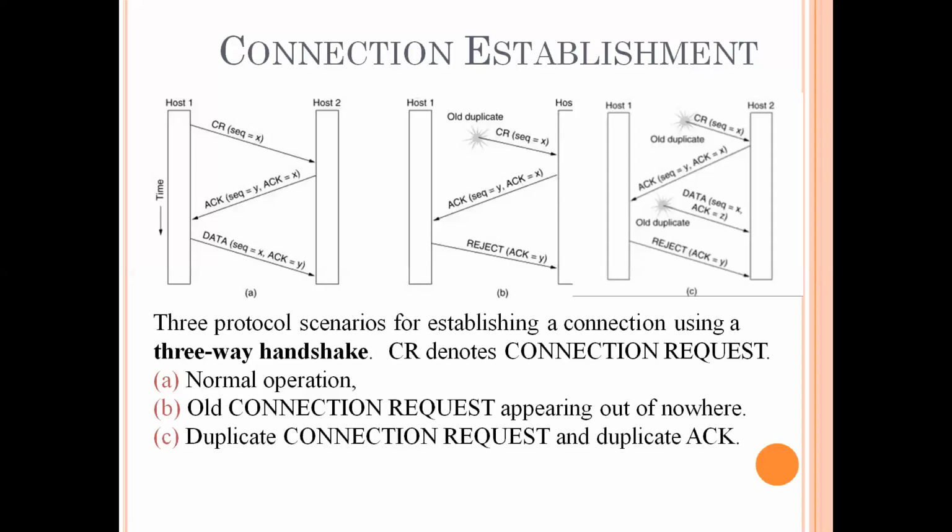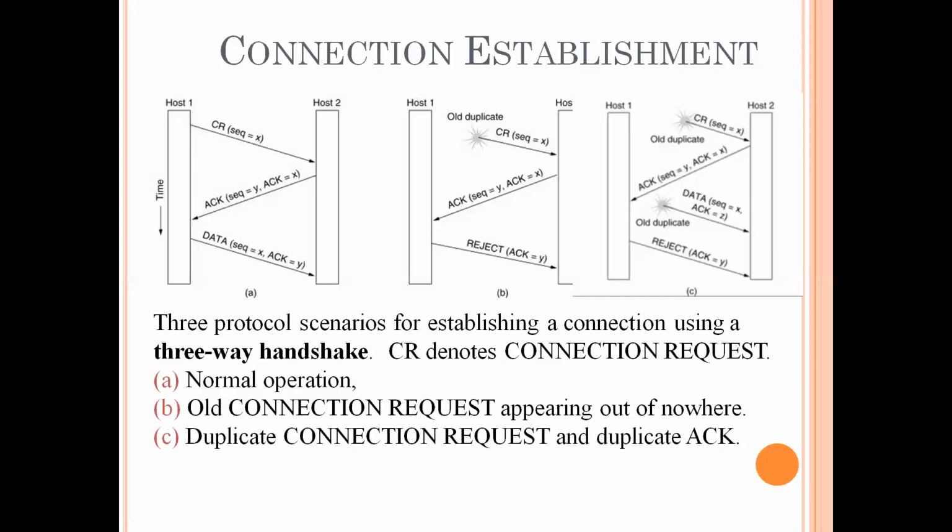The next figure shows an old connection request appearing out of nowhere. Here, host 1 already sent a connection request to host 2, but the old duplicate connection request is received by host 2 with sequence X. Host 2 again sends the acknowledgement with sequence Y along with the acknowledgement of sequence X. But host 1 knows that it didn't send a connection request to host 2 now. That's why it rejects the acknowledgement of Y.